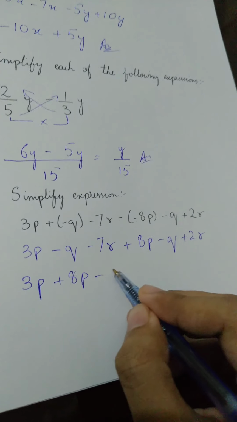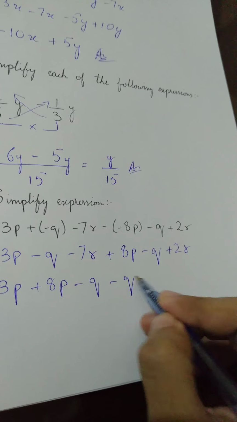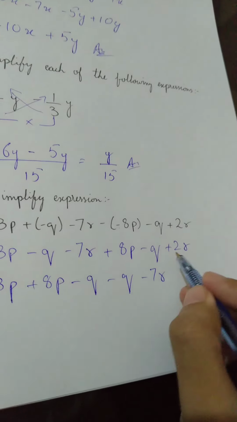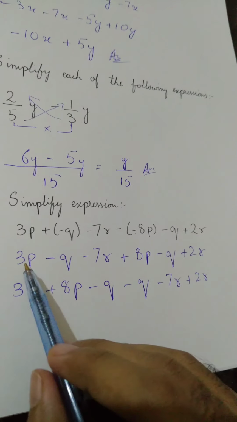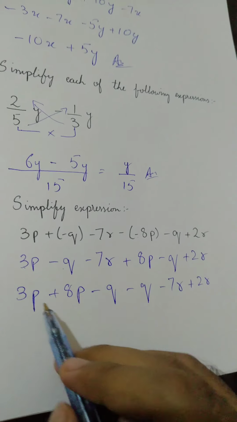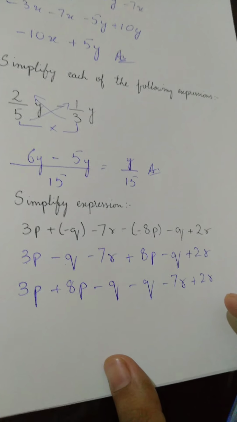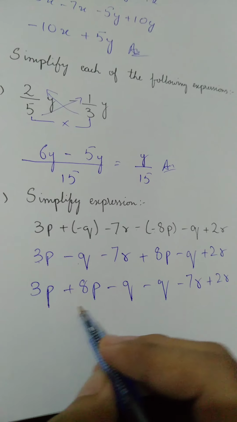For q we have two values, minus q and the second q, minus q here. And for r we have minus 7r and at the end plus 2r. Count the values: 1 2 3 4 5 6, and also here we have 1 2 3 4 5 6. So I have not missed any value here. Okay, so we can also simplify, just add and subtract them.